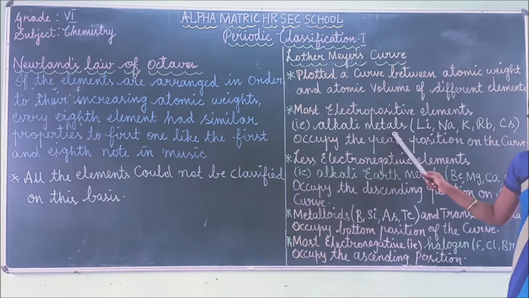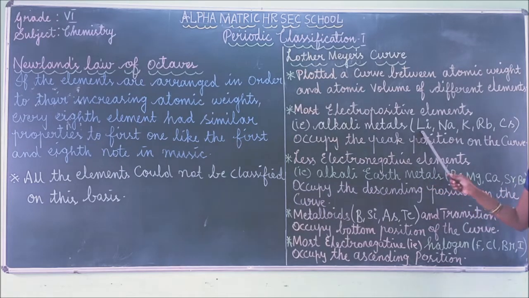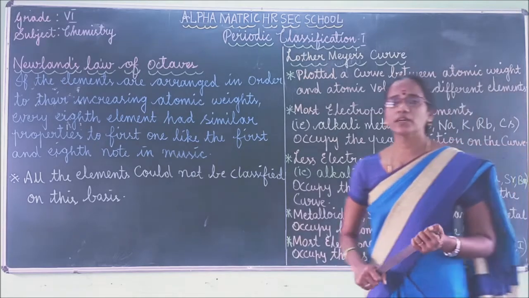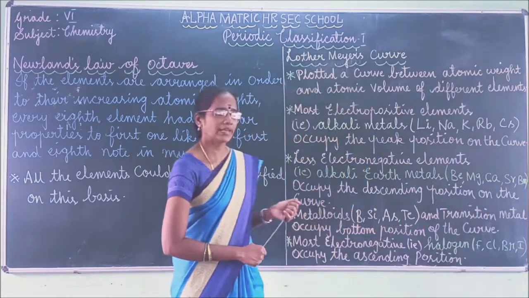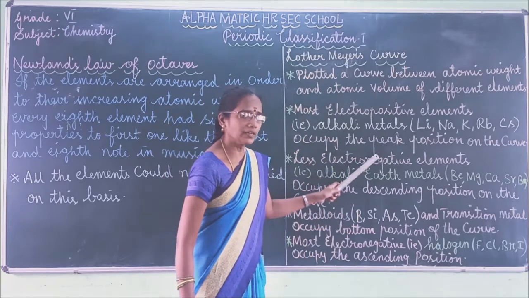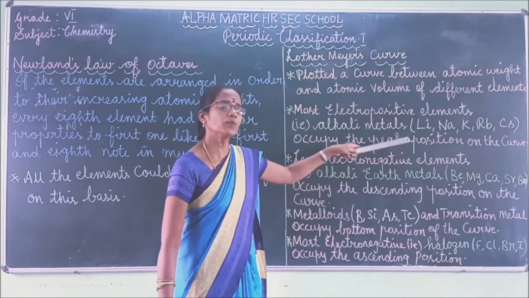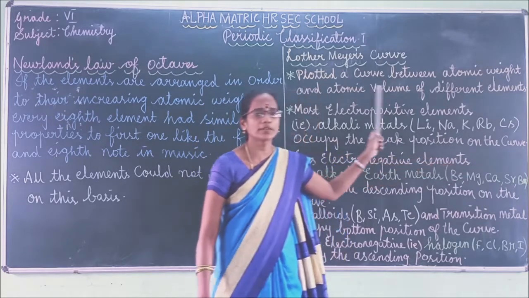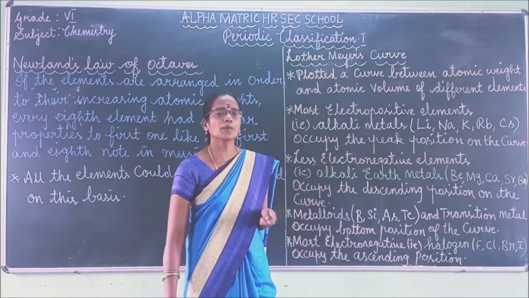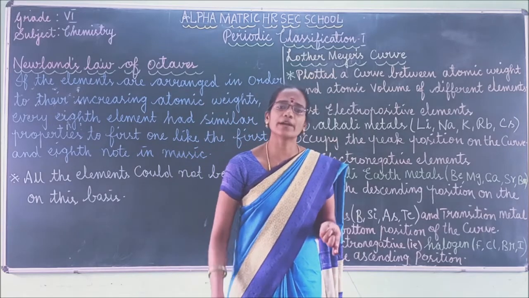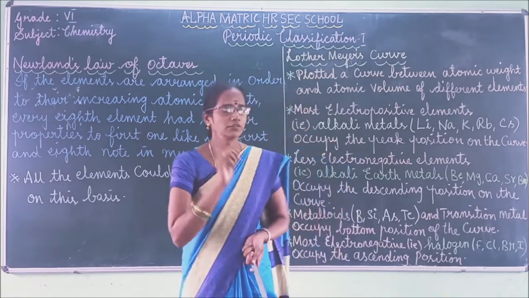What are the electropositive elements? Lithium, Li is lithium, Na is sodium, K is potassium, Rb is rubidium, Cs is cesium. So, lithium, sodium, potassium, rubidium, cesium, these are the most electropositive elements. Okay. These elements occupy the peak position on the curve. He plotted a curve in that all the electropositive elements occupy the peak position of the curve. That is the first one.